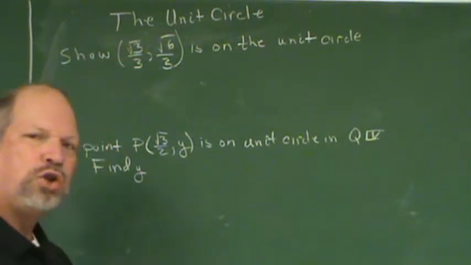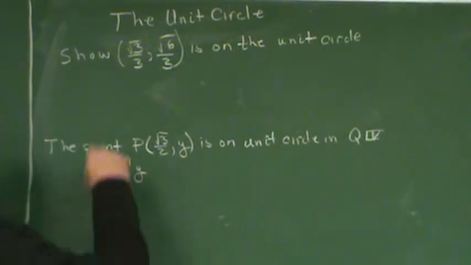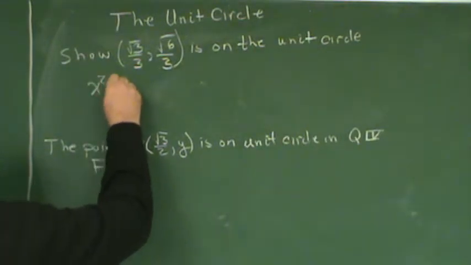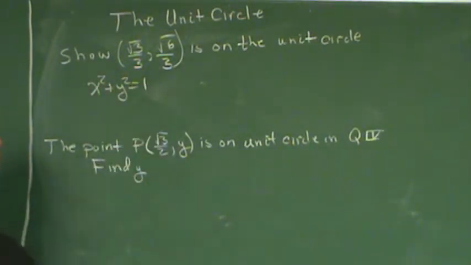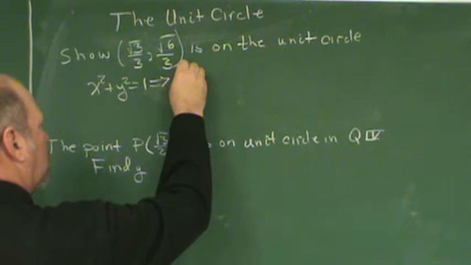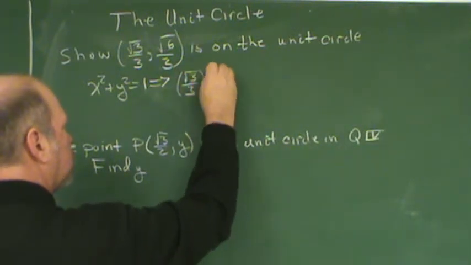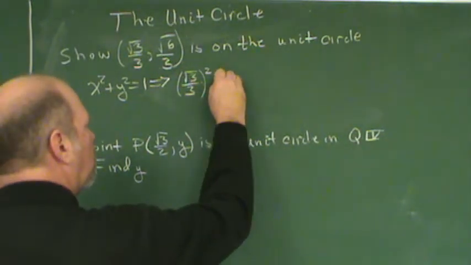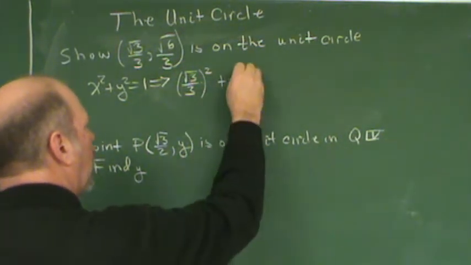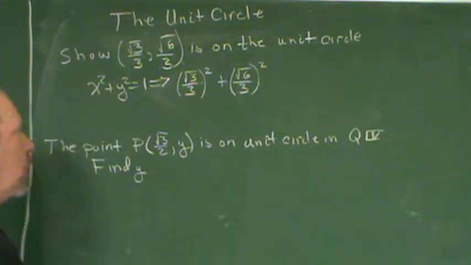Okay, well, showing that a point is on the unit circle is really no big problem. You know the equation of the unit circle is x squared plus y squared is equal to 1. If we want to show a particular point is on the unit circle, we just put it into that equation. X squared, well, we're given that the square root of 3 over 3 is x. We square it, plus y squared. Well, we're given that y value is the square root of 6 over 3, squared. And all we have to do is show that's equal to 1.